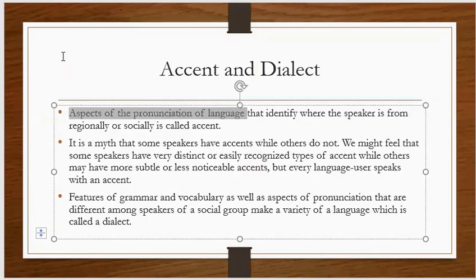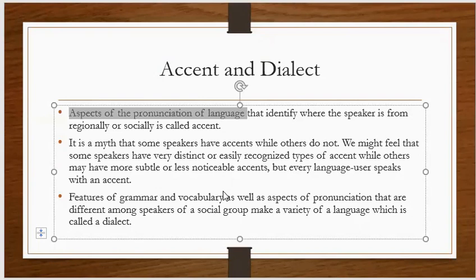Now, whenever we are speaking any language, say English, we can have some influence of some aspects of local languages. So in English, we are going to have a native accent, like the accent of local languages. Similarly, when we are speaking Urdu, it becomes very clear to us whenever someone is speaking where the person is from. How do we get to know that? It is actually from the accent of his language, right? That accent is the aspects of pronunciation of that language, and those aspects of pronunciation in Urdu would be taken from their own language or the variety of language which they are speaking. Now, it is a myth that some speakers have accents while others do not.